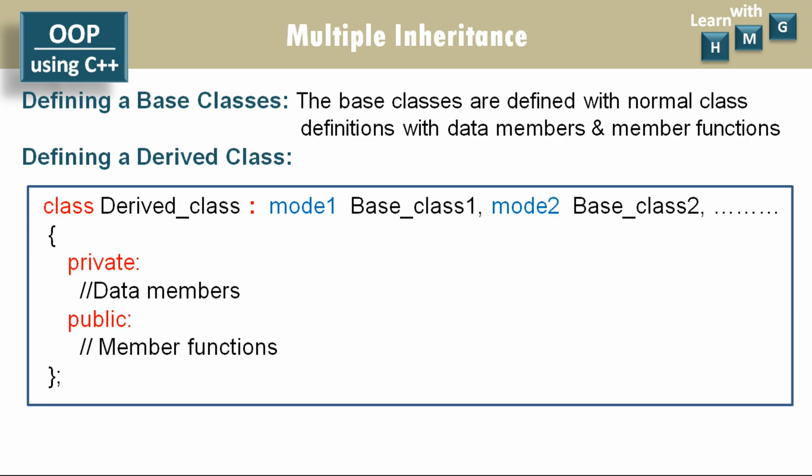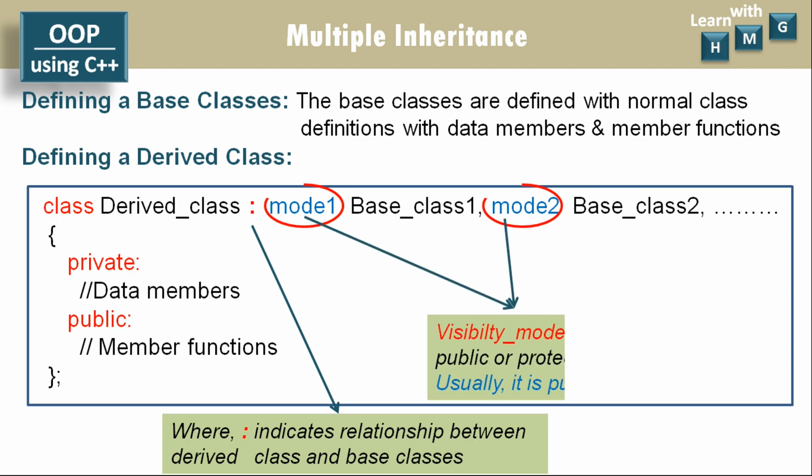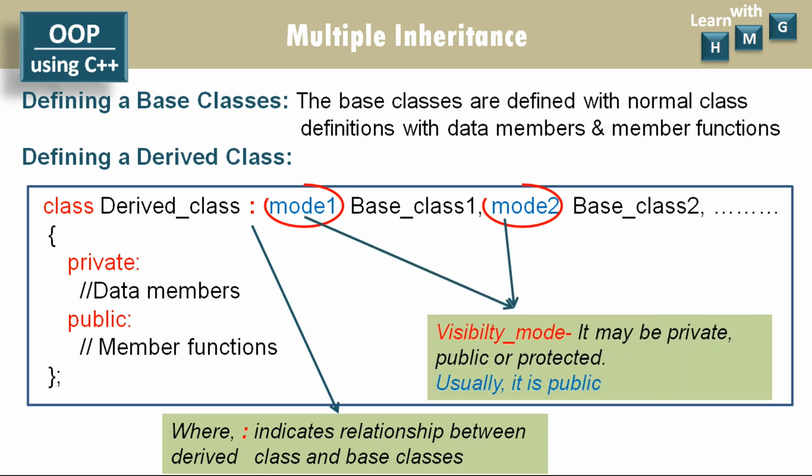So this definition of derived class is indicating that this class is derived from multiple base classes. Here the colon is the operator which indicates the relationship between the multiple base classes and the single derived class. Then mode 1, mode 2, these are the visibility modes, and it may be private or public or protected. Usually it is always public. So public base class 1, public base class 2, and so on.